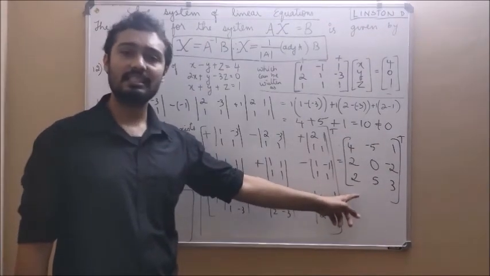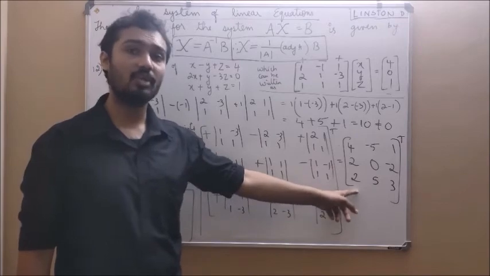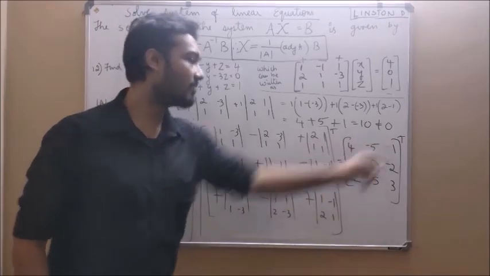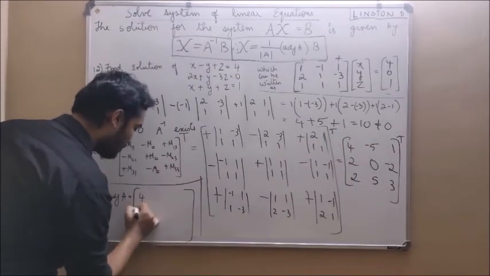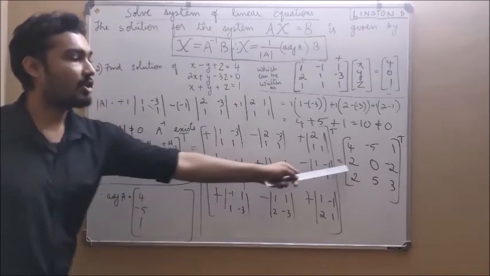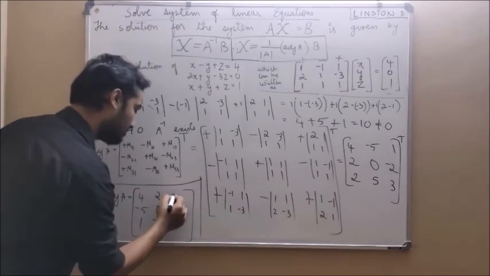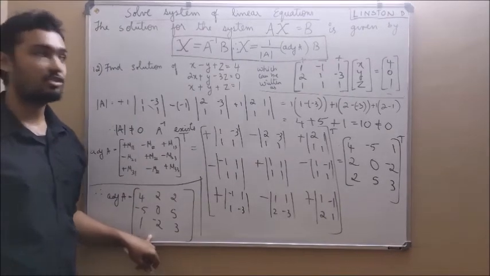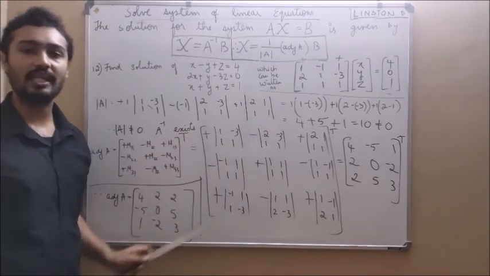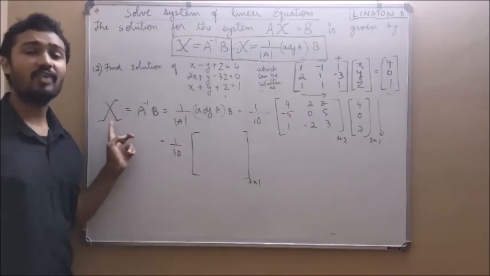So therefore, this is the matrix, we have to take its transpose. Now take the transpose: 4, minus 5, 1, write it as a column. Next row is this, write it as a column. Next row is this, write it as a column. So this is nothing but the adjoint of this matrix A. This is the last step, we have to find the solution.